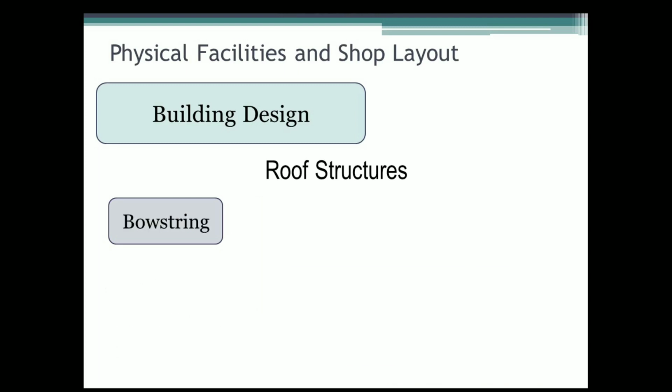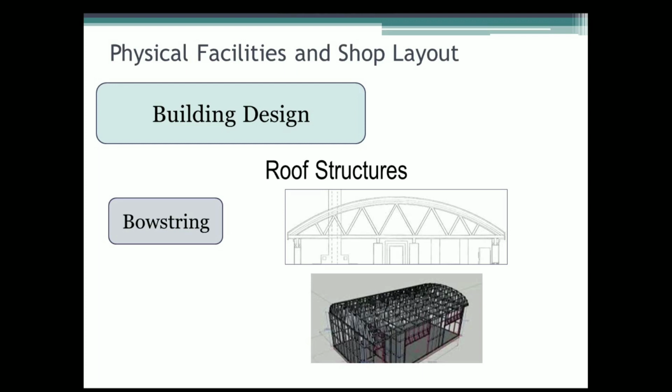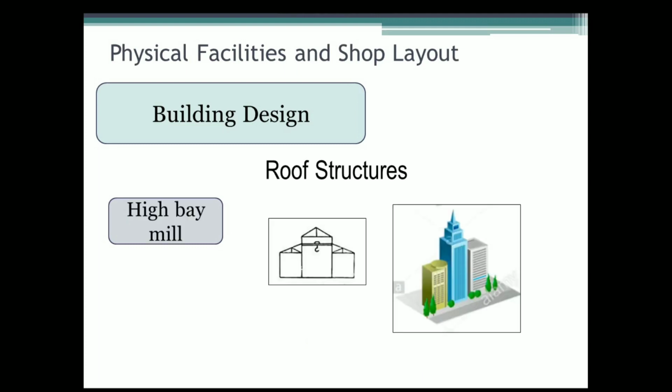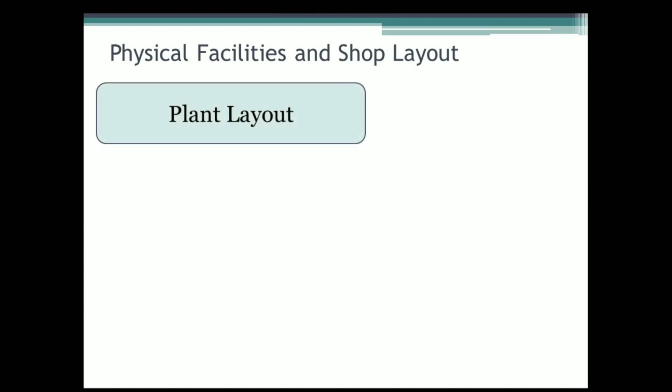Third, we have the bowstring. Ayan yung example ng structure ni bowstring. And lastly, we have the high bay mill. Ayan naman yung mga example ng roof under high bay mill.